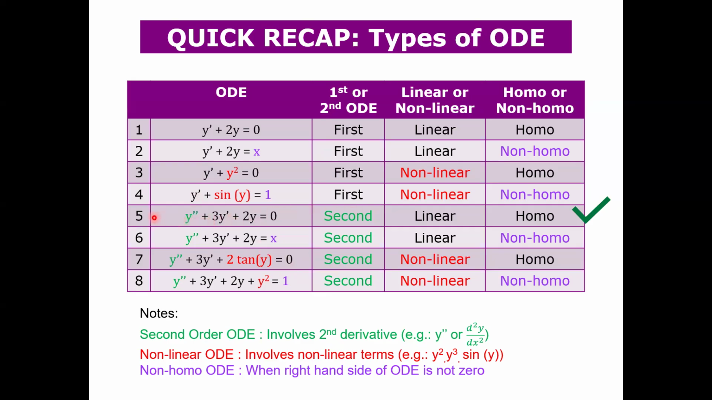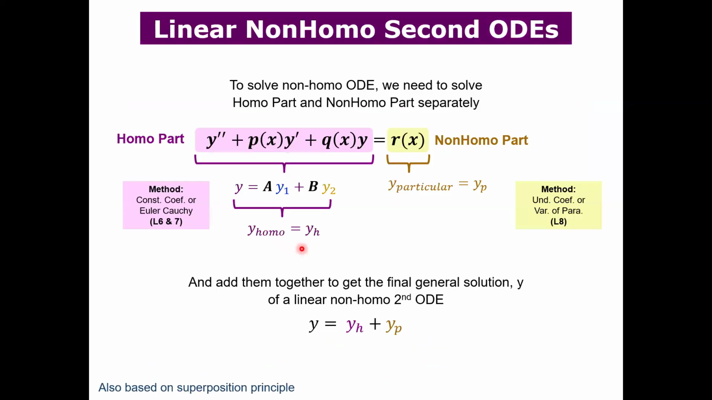Previously in lectures 6 and 7, we have learned how to solve second-order ODE that is linear and homogeneous. So in this lecture, we are covering non-homogeneous, whereby the right side here is not 0 anymore, but there is a function. To solve non-homogeneous ODE, we need to solve the homogeneous part and the non-homogeneous part separately.